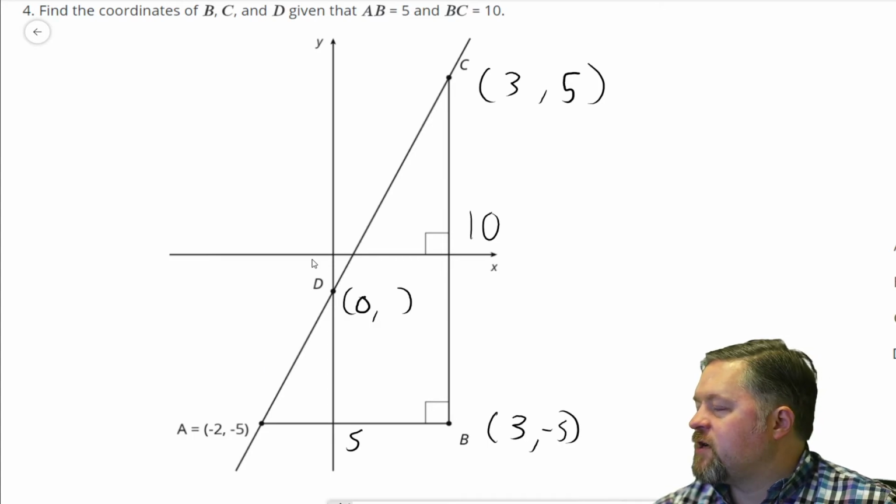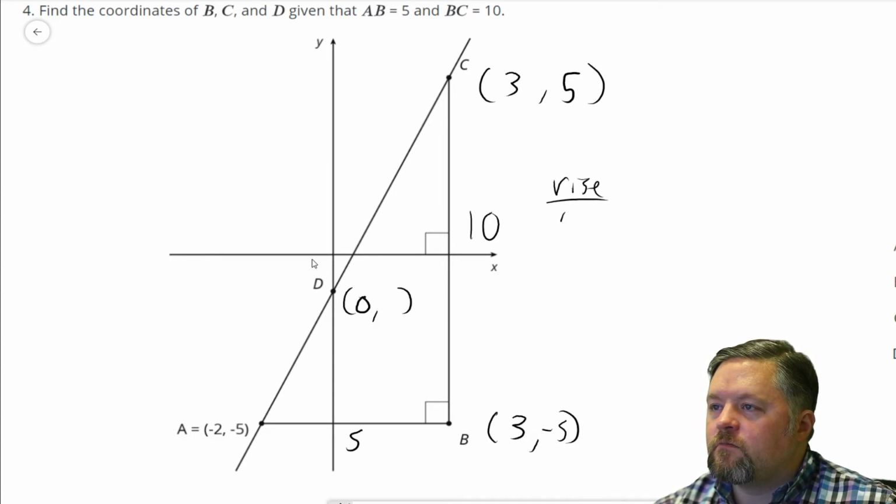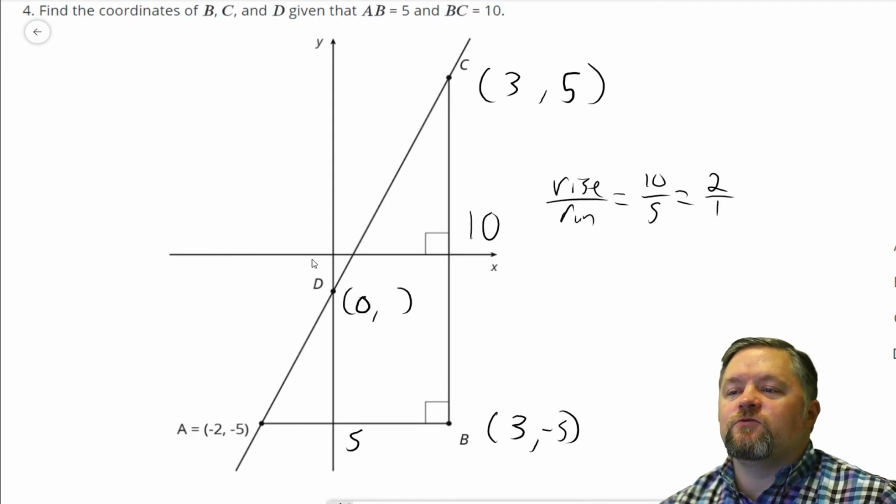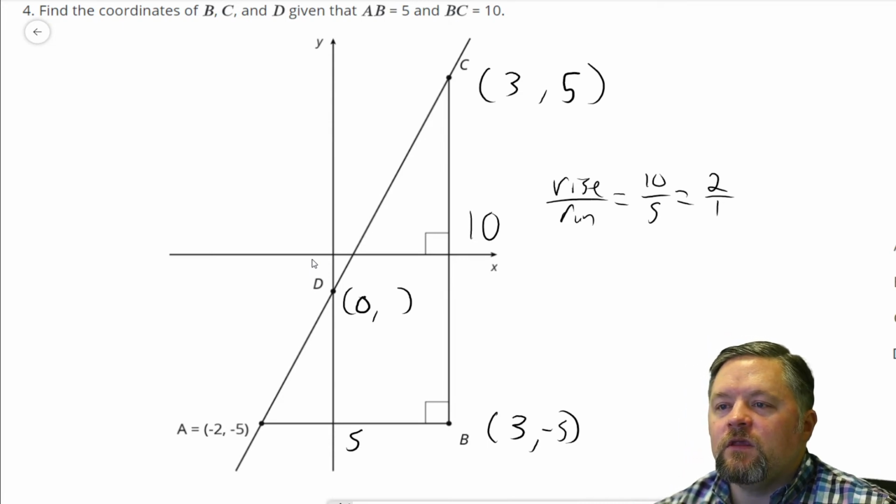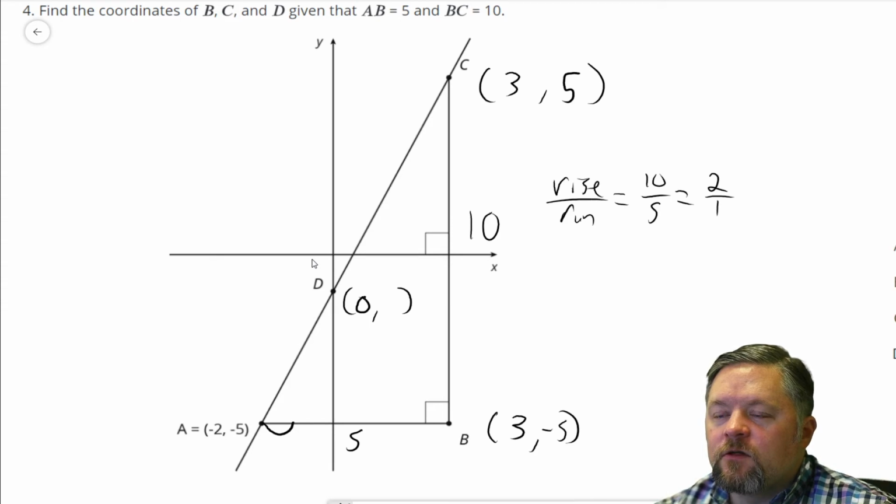Slope is rise over run. We've already got this nice triangle. The rise is 10, the run is 5. 10 over 5 is 2 over 1, because that's 2, right? So we know for every 1 unit we go over, we go up 2.